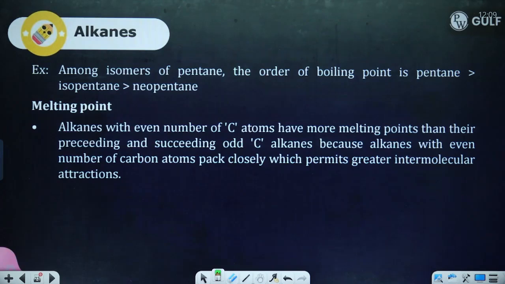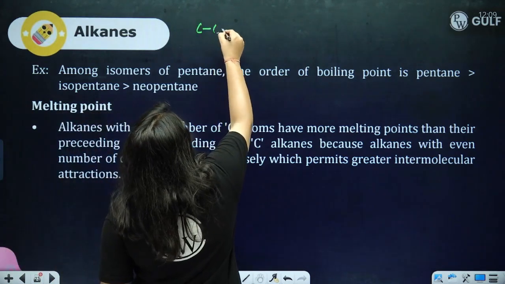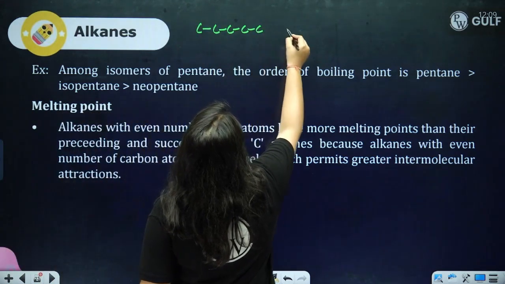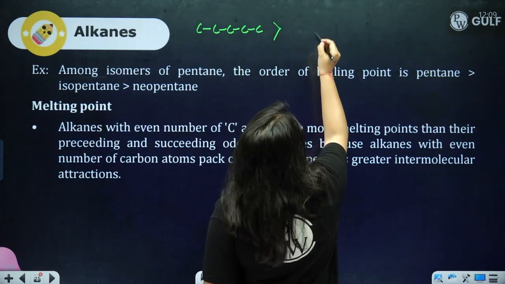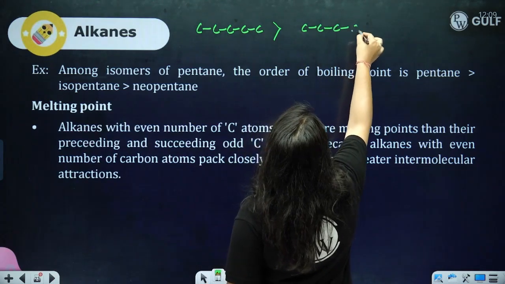Now, among isomers of pentane, the order of boiling point is pentane, isopentane, and neopentane, because pentane is, this is pentane followed by isopentane.